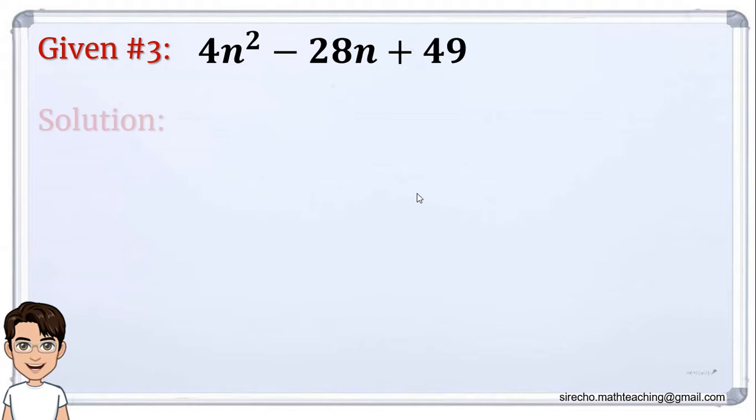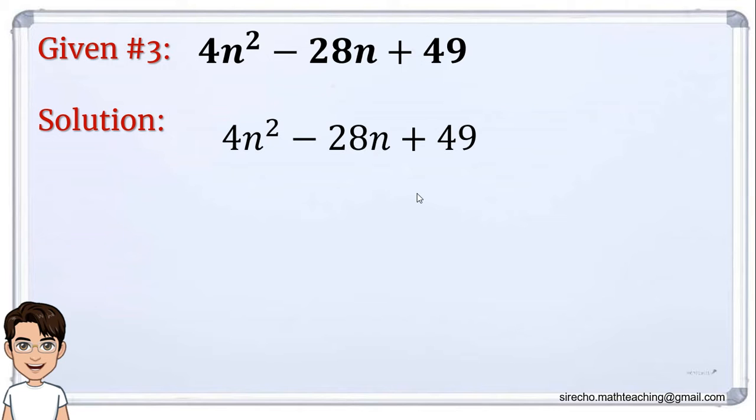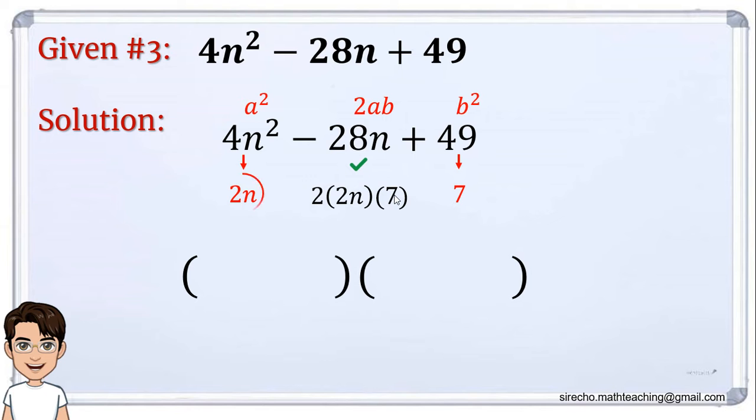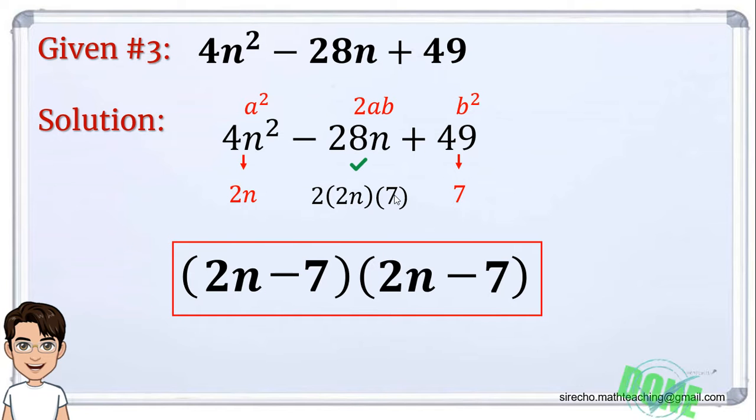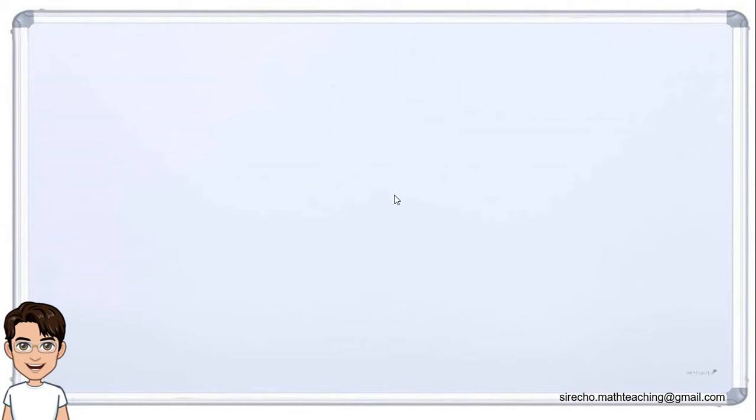Next example. 4n squared minus 28n plus 49. So same thing, check natin ang square root ng first and last term. So we have 2n for 4n squared and we have 7 for 49. Check natin kung ang middle term ay 2AB. So 2 times 2n times 7, 2 times 2 is 4, times 7 is 28. So that's correct. Therefore, our final answer is 2n minus 7, and then multiply to itself 2n minus 7, and we're done. And now let's proceed to our last example.